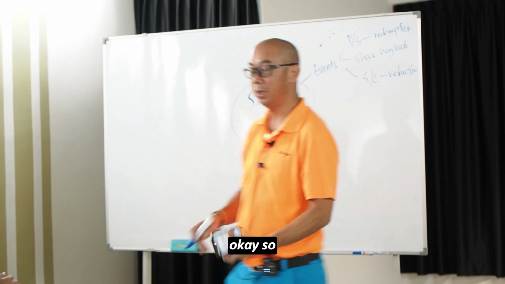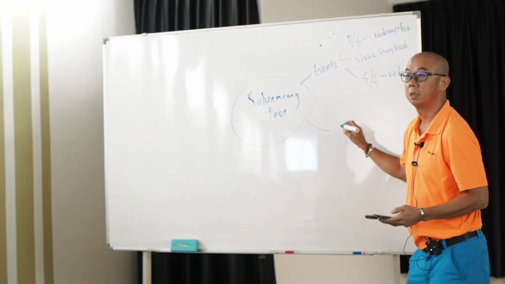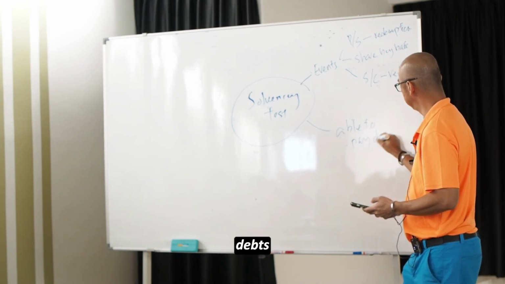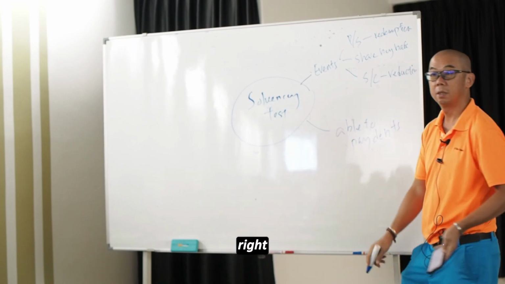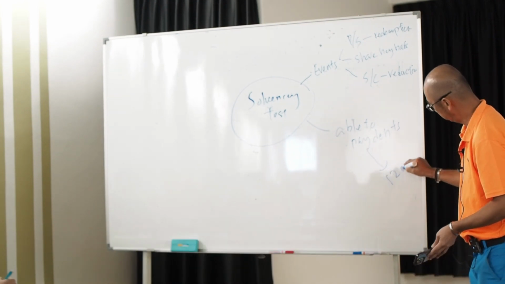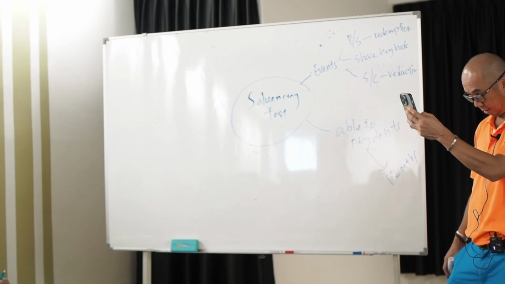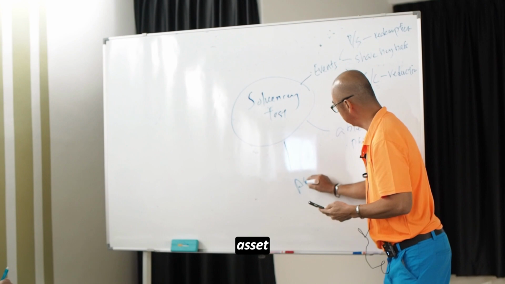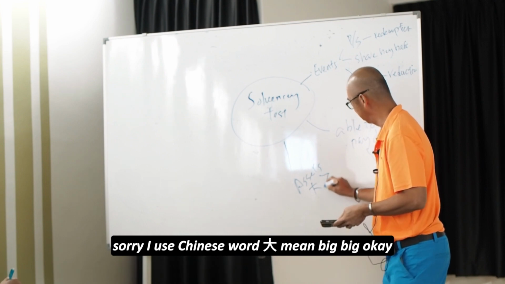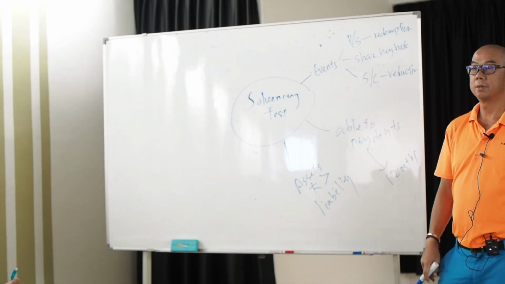That's right or not? Okay, so the keyword is able to pay debts. Within? Did they mention anything or not? 12 months. Right? Understand or not? They also say something like asset da. Sorry, I use a Chinese word. Da means big. Okay? Liability. Right? And you mentioned something like that.